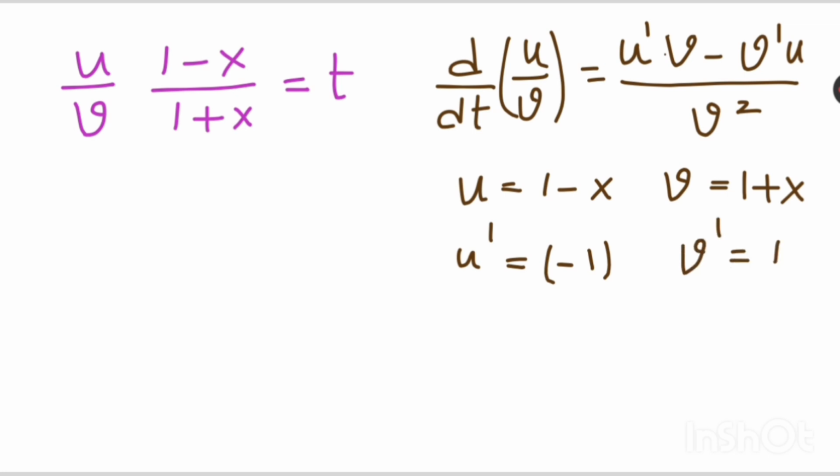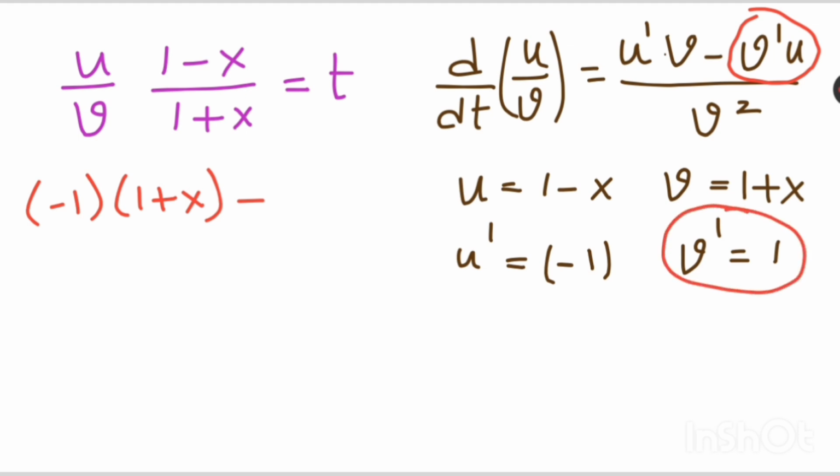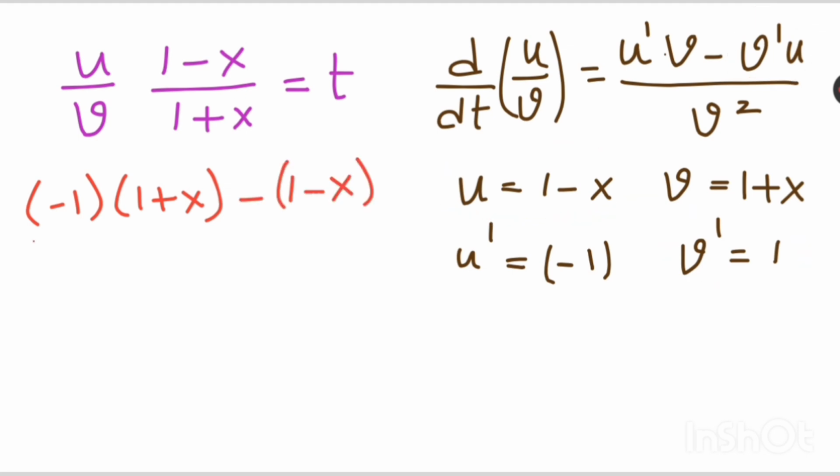So let's substitute these values in our expression. u prime times v, which is minus 1 times 1 plus x, and what we have is minus, so let's write only minus. Then we have v prime times u, so v prime is 1, times u, which is 1 minus x, over v to the power of 2, that is (1 plus x) whole squared.